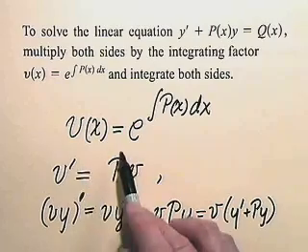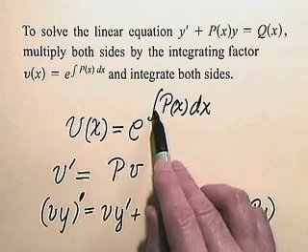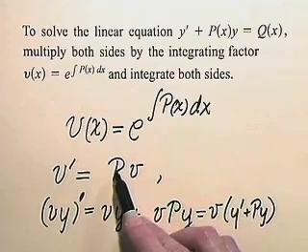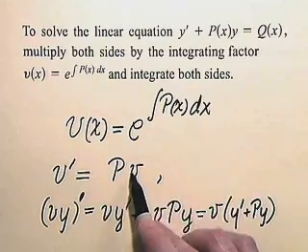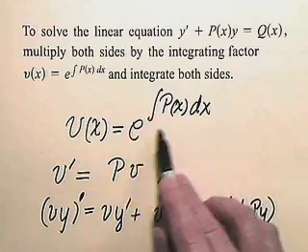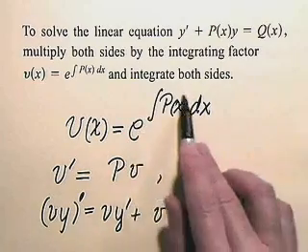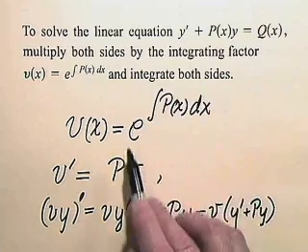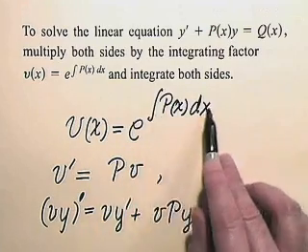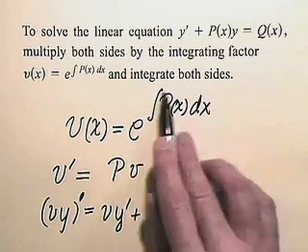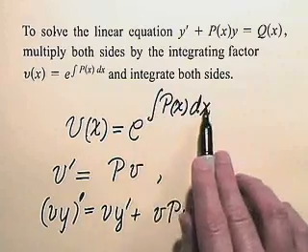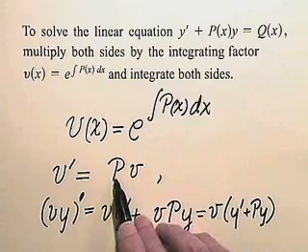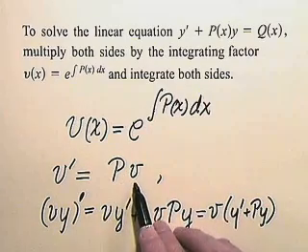Now notice, if v is e to the antiderivative of p, then v' is p times v. How do I differentiate this? Well, remember, to differentiate e to anything, by the chain rule it's still e to that thing, which is v, multiplied by the derivative of the function up there in the exponent, and the derivative of the antiderivative of p is p. So v' equals pv.